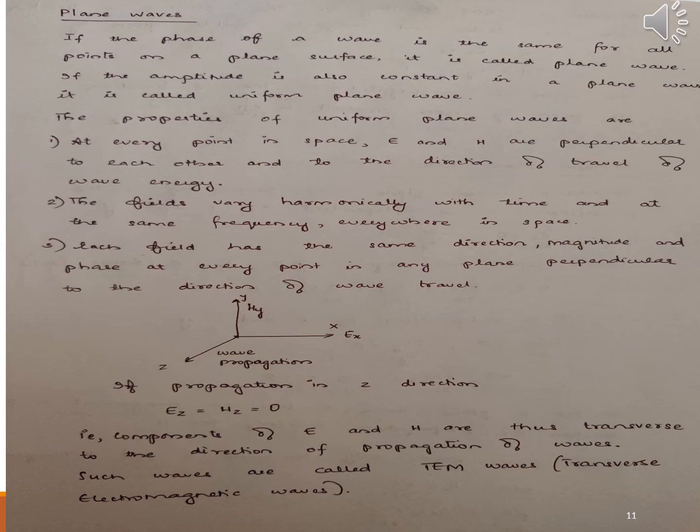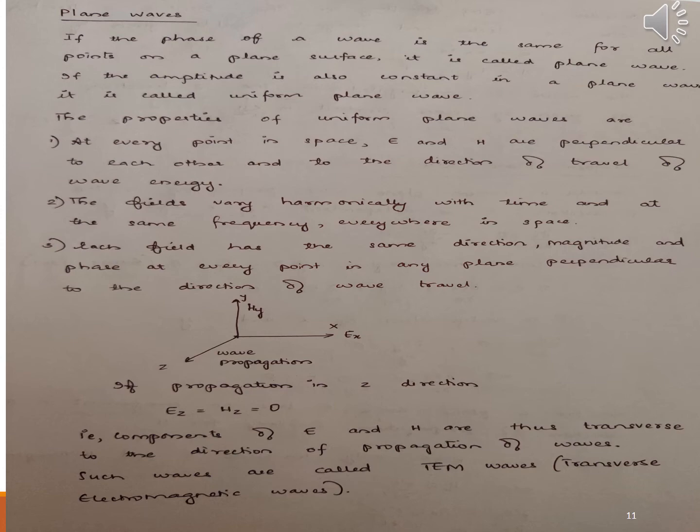Adding to this, if the amplitude is also constant in a plane wave, such plane waves are referred to as uniform plane waves. So what is a general plane wave? The phase of the wave is the same for all points on a plane surface. Along with that, if the amplitude is also constant, it is referred to as a uniform plane wave. There are three most important properties for a uniform plane wave.